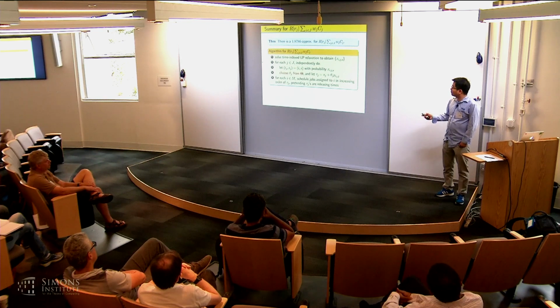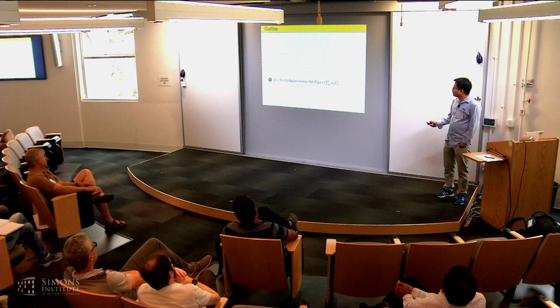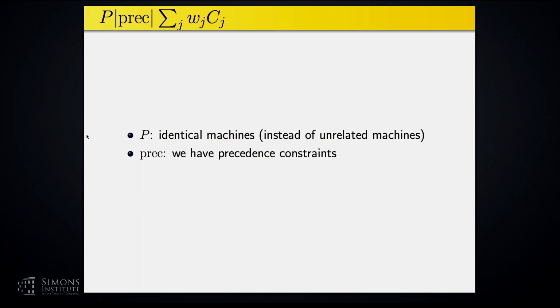Okay, I think I need to be quick for the second part. A 2 plus epsilon approximation for identical machine scheduling, but with precedence constraints. This is the difference from the previous problem. So we have identical machines, and we have precedence constraints. We may or may not have arrival times. For this it doesn't matter, but for simplicity we just assume we don't have arrival times.